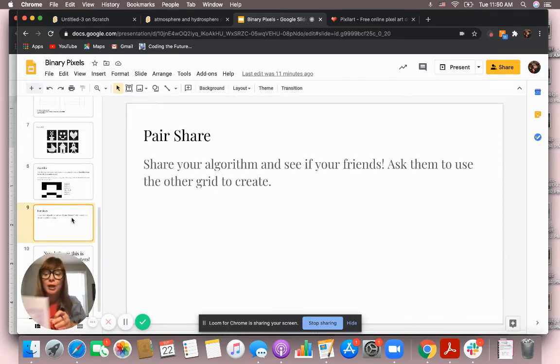So what we're going to do is take our side of paper that has the blank grid on it, and I would like for you to share with a friend. Now, this could be done by holding it up to the screen, or you could even type it into the chat window. But I'm going to hold it up like so.